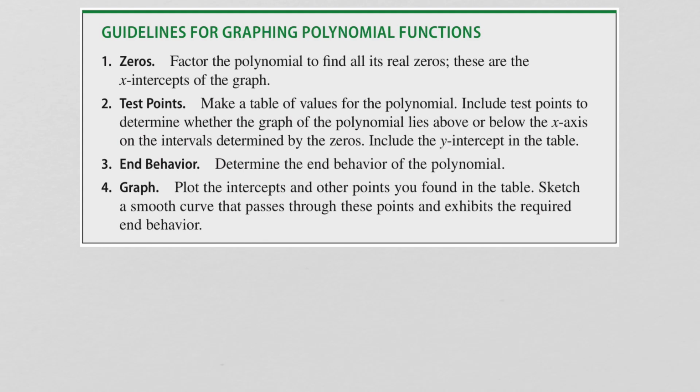So now let's talk about guidelines for graphing polynomial functions. The first thing we should always do when trying to graph polynomial functions is find the zeros of the polynomials. And really, we only care about the real zeros because only the real zeros show up as x-intercepts on the graph. Next, we should do some test points. So to do test points, we're going to make a table of values for the polynomial, and we're going to pick points in between the zeros. Finally, let's take a look at the end behavior, so we know how the end behavior is for polynomials based on our previous discussion, and then we put all these things together and we can sketch the graph.